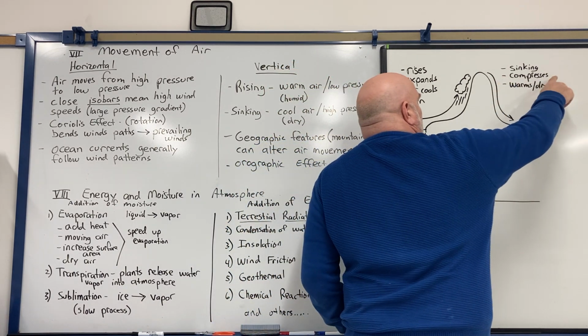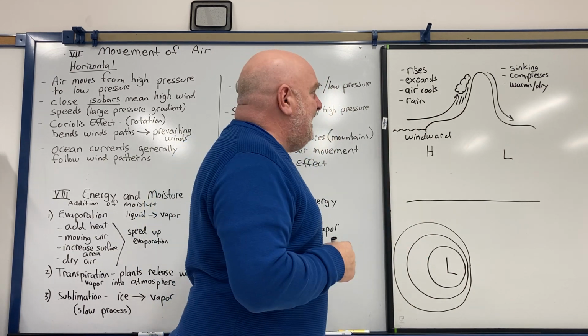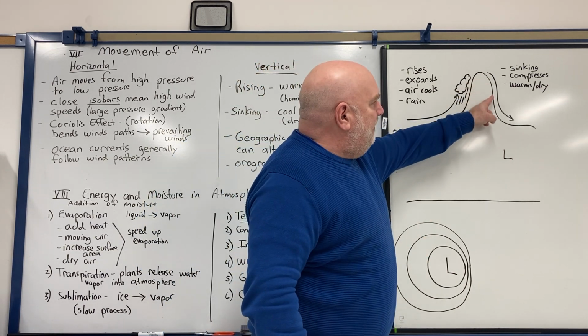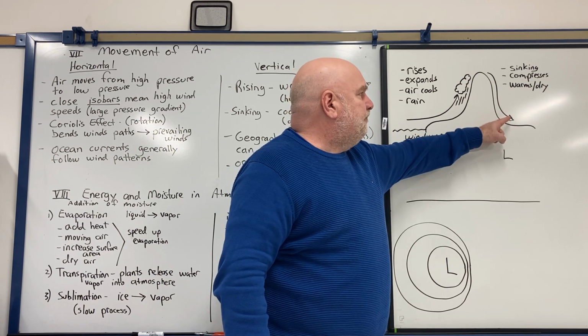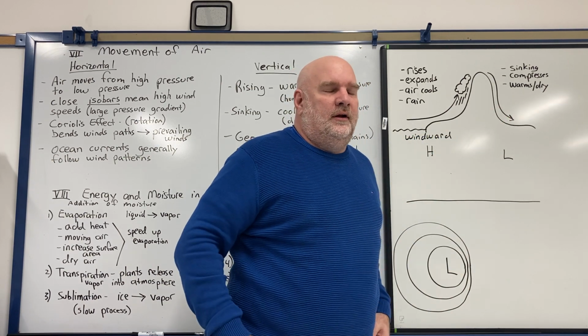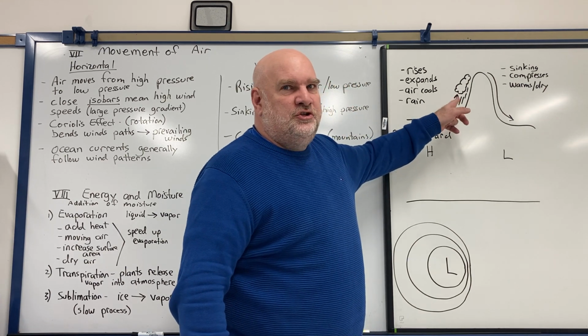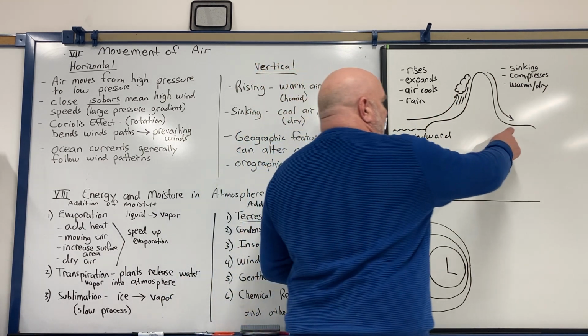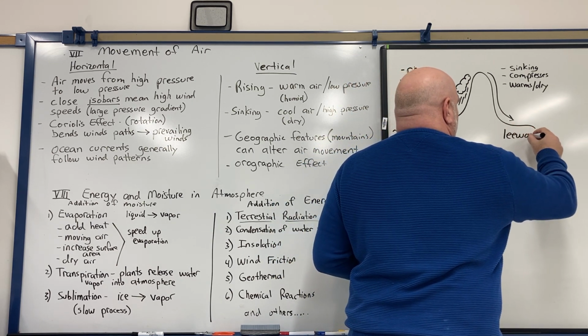So the air compresses as it sinks, and as the air compresses, it heats up. So it's heating up as it's going down, and it also becomes drier, because warm air can hold more moisture than cold air can. Plus it lost a lot of its moisture back here. So this side of the mountain we call the leeward side of the mountain. All right, the dry side.